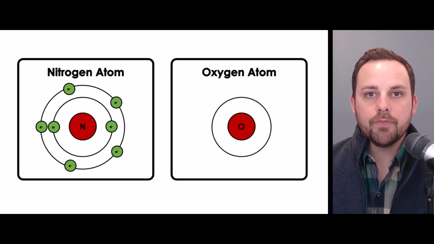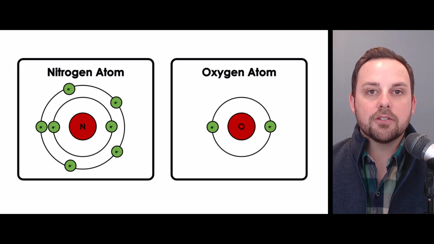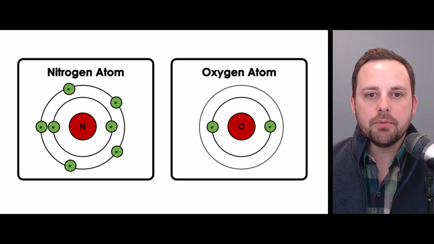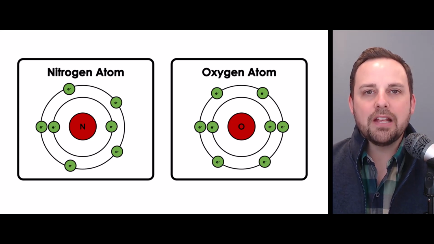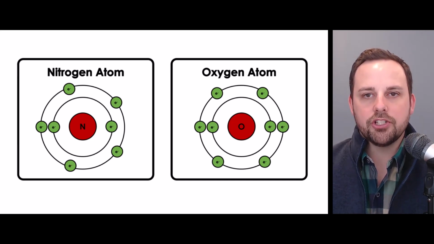Shell number 1 will have 2 total electrons, and then we need a number of electrons that gets us up to 8. 2 plus 6 more electrons will give us 8 total. So in shell number 2, we can draw 6 total electrons, which will give us a neutral oxygen atom. That means we have equal numbers of protons and electrons. So we've got a nitrogen atom and now an oxygen atom.